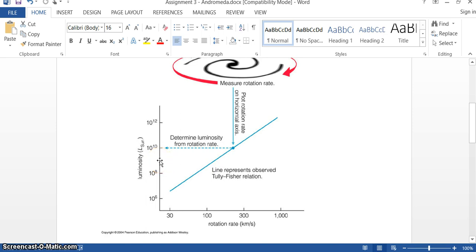Right, I'm in between 10 to the 8th and 10 to the... oops, hold on, let's see. So this is... so that's right here. So we go straight. I think I didn't go quite straight up, so I'll go straight up and see.